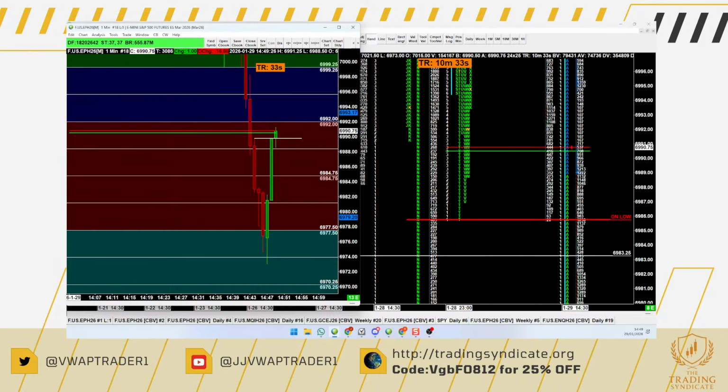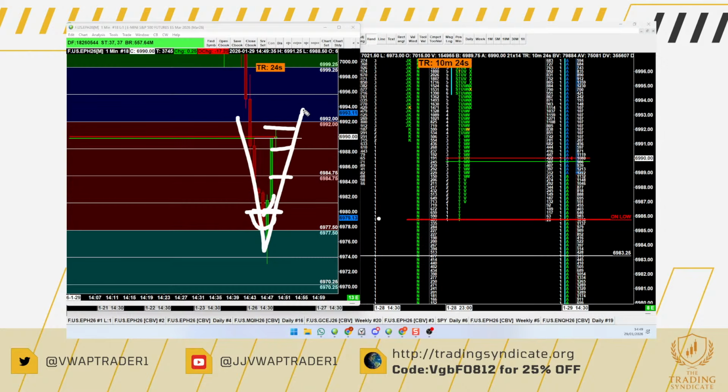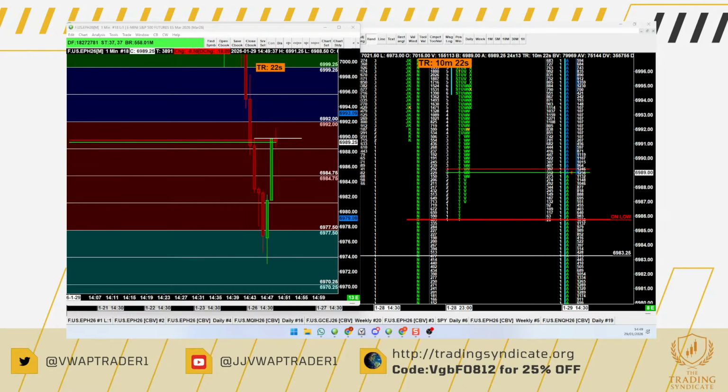So if I had bought more contracts here, I would have sold some here, here, and here. It's rotation down, rotation back up. It's the rotation of inventory. That's all we're doing every day. It's the same thing over and over again. And that's what we'll teach you how to do if you come join us at the Trading Syndicate. I would invite you to check it out.